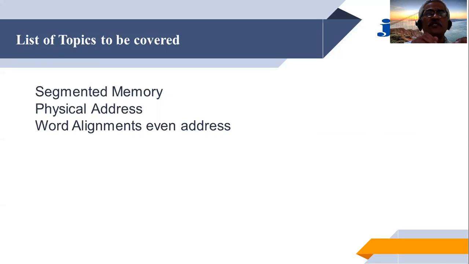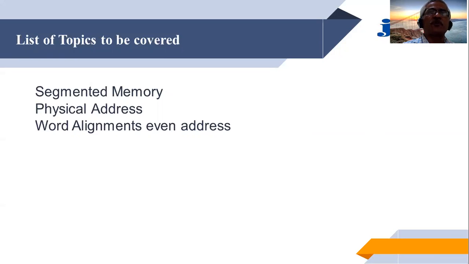Now, since the memory is external to the system, we must know how this memory is organized and how we can access it. For this, we have divided the topic of this video into different parts: the segmented memory, then the physical address and how it is generated, and then how the memory itself is addressed using even or odd word alignments.